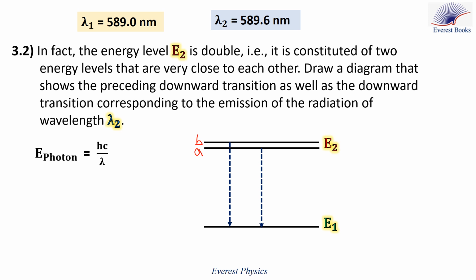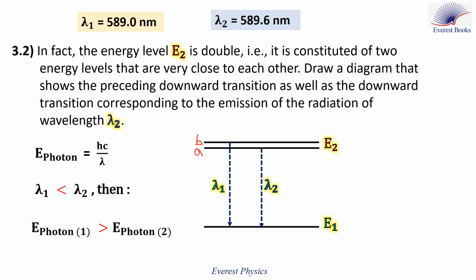The energy of a photon is given by hc over lambda. Since lambda 1 is less than lambda 2, the energy of photon 1 is greater than that of photon 2. Therefore, the transition from B to the ground state corresponds to lambda 1, and the transition from A to the ground state corresponds to lambda 2.